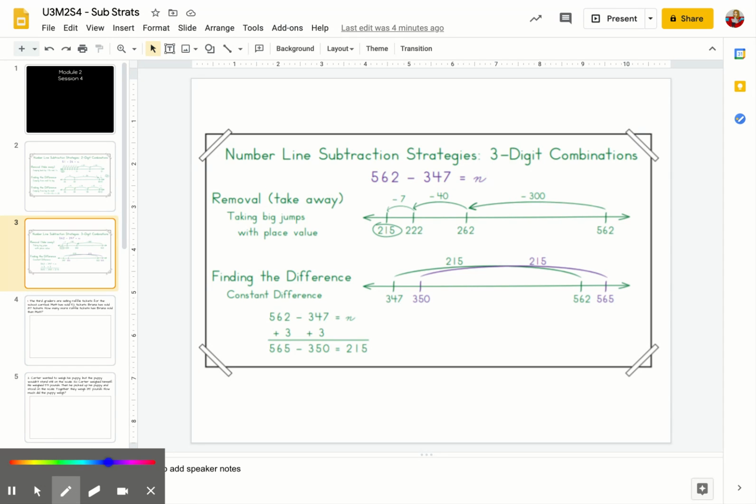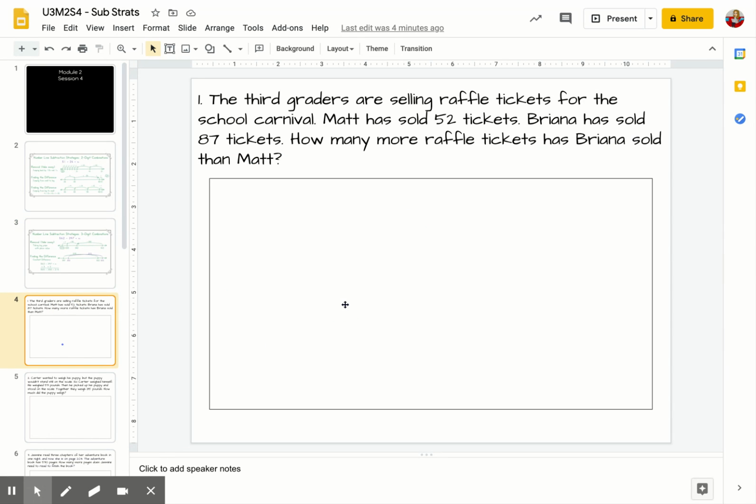But I think since 52 and 87 are pretty close together, I am going to choose to use the constant difference strategy. So I'll show you how that will work here. There's my number line. Here's my problem. I have to do 87. So Brianna sold 87 tickets. Matt sold 52. And we want to know how many more tickets did Brianna sell than Matt. So here are Matt's tickets. Here are Brianna's 87 tickets.